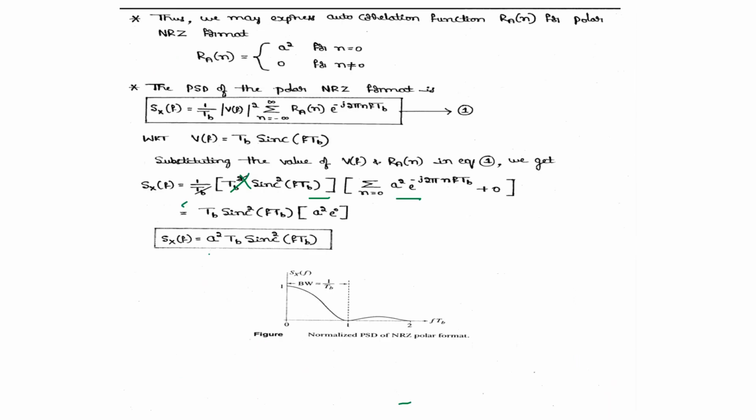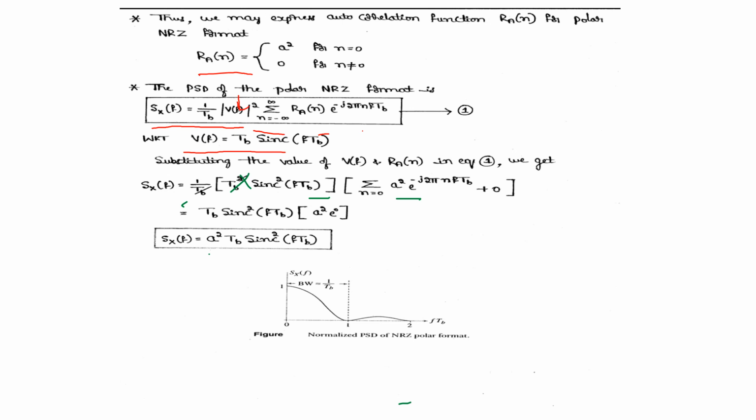When you substitute that into Xs of f, it is 1 by Tb times the magnitude square of V of f, summation from n equal to minus infinity to plus infinity of RA of n e to the power of j 2 pi f n Tb. What is the autocorrelation function? A square for n equal to 0 and 0 for n not equal to 0. The pulse in terms of Fourier transform is V of f equal to Tb into sinc of f Tb.